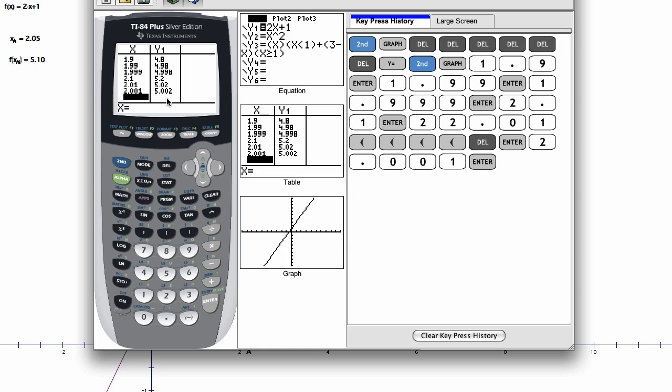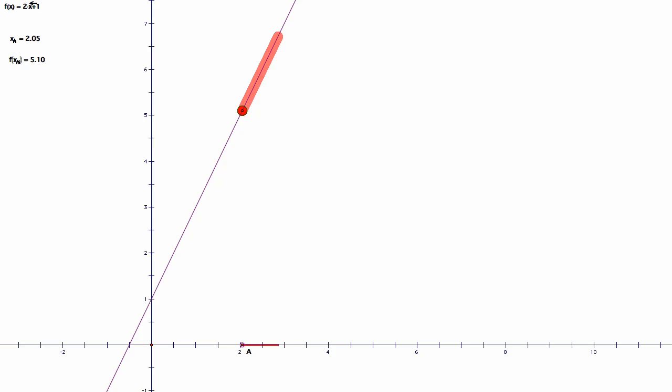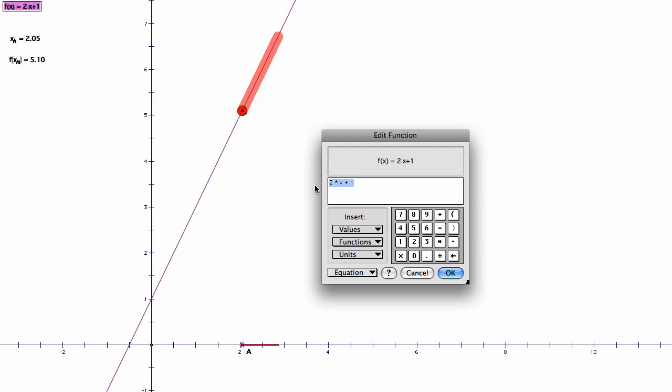So I'm willing to bet that the limit of this function as x approaches 2, both from the left and from the right, appears to be 5 based on my numbers right here. It's not a proof. It doesn't conclusively show that that's what the limit is, but it's pretty good evidence that our limit is going to be 5 here. Okay, let's look at a different example. Let's go ahead and look at the function x squared.